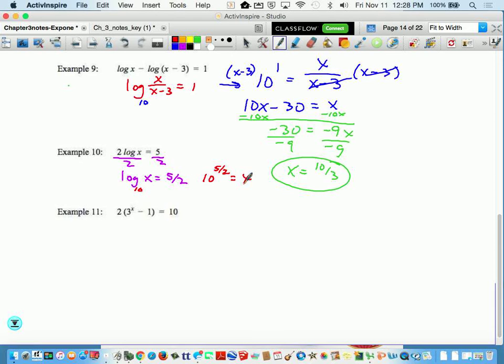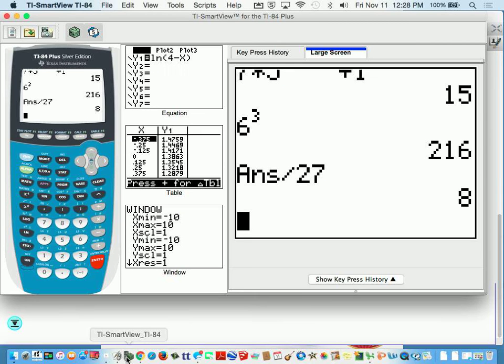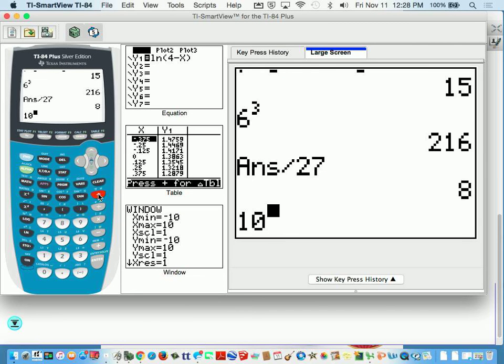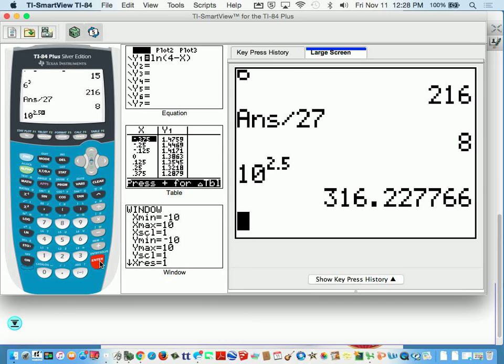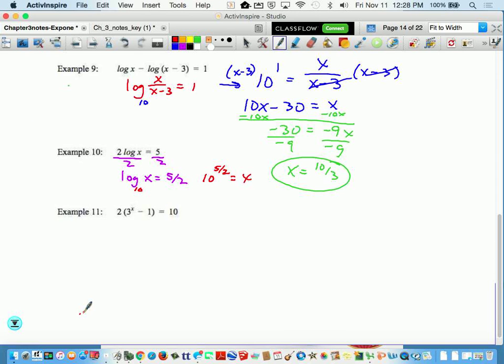Can we leave it like that? You can certainly leave it like that. If you type in 10 raised to the 2.5 power, 316.2278 and so on. Either one is fine.